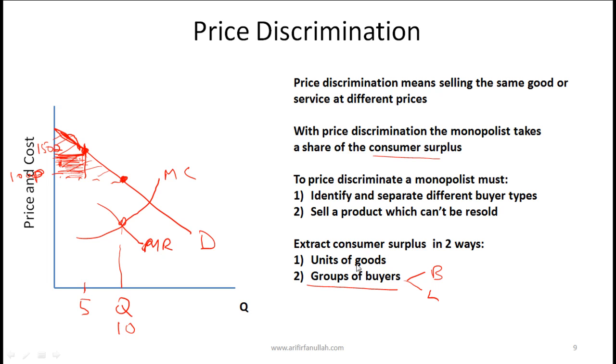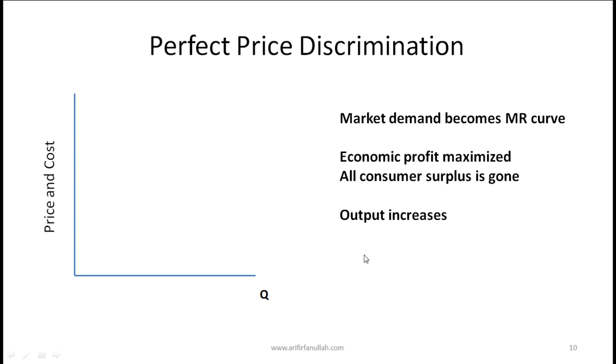What is perfect price discrimination? With perfect price discrimination, what a monopoly does is, and this is actually a theoretical limit, very hard for this to happen in the real world, charge the maximum price. So basically a monopoly can then determine what's the maximum price a consumer is willing to pay for each quantity, and then essentially charge that maximum price.